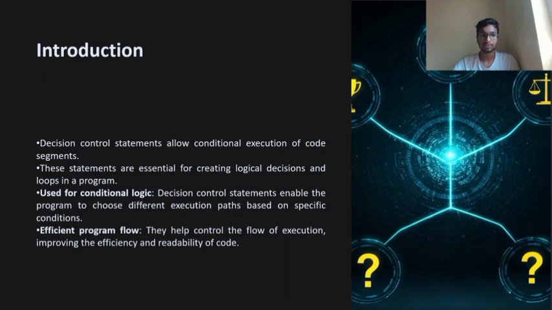Decision control statements allow conditional execution of code segments. These statements are essential for creating logical decisions and loops in a program. Decision control statements are used for conditional logic. They enable the program to choose different execution paths based on specific conditions. They make a program efficient. They help control the flow of execution, improving the efficiency and readability of code.